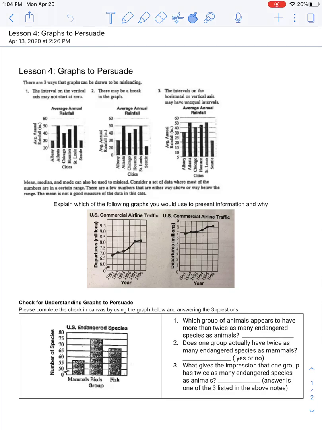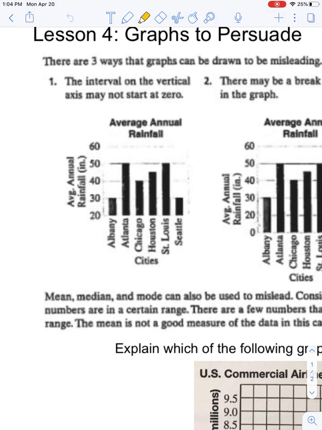All right, today with lesson 4, Graphs to Persuade, we're going to talk about 3 ways that a completed graph can be drawn to be misleading with its data or with its information that it wants to give you. So in the very first part of the notes, you have all 3 of those ways. So I'm going to kind of zoom in and talk about each of them.